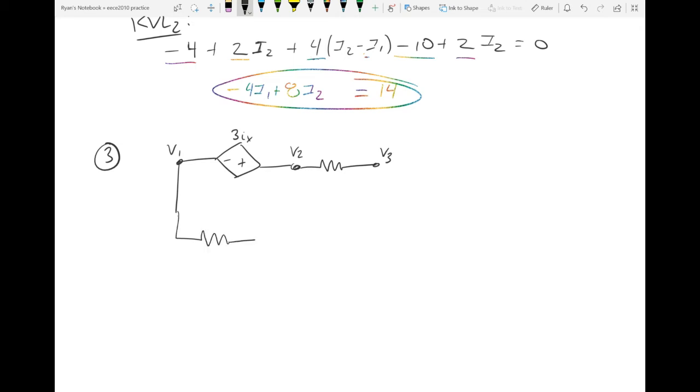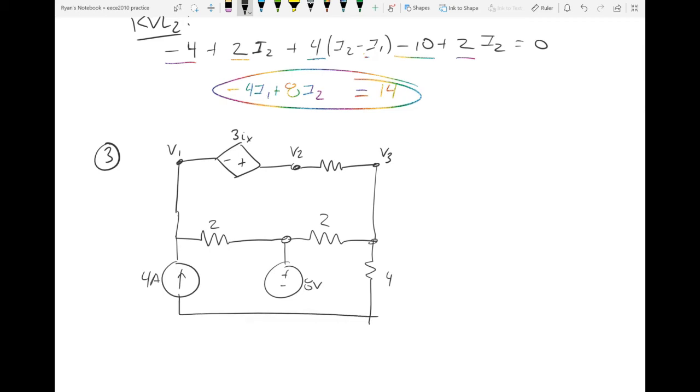Below this, you have a 2, and then another 2. And below here is a 4. Below here is an 8 volt. And then a 4 amp. And their ground is given at the bottom. That's important because if they ask for node voltages, you have to get a reference. Okay. The only thing I need to know is what Ix is so I can get rid of that variable.